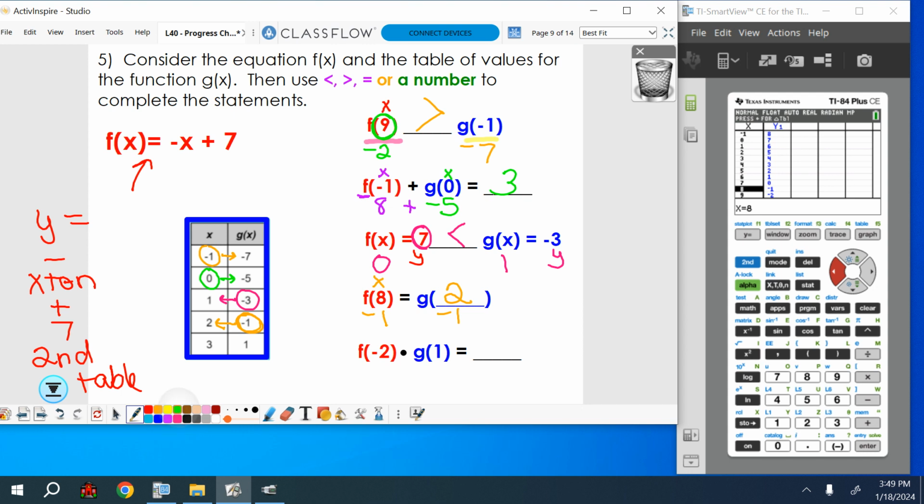All right, last but not least, a multiplication problem. F of negative 2, you're going to come over to your calculator. When my x value is negative 2, my y value is 9. I'm going to do the same thing over here. When my x value is 1, my y value is negative 3. So I'm going to do 9 times negative 3, which will give me negative 27.